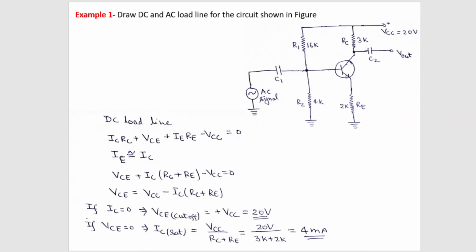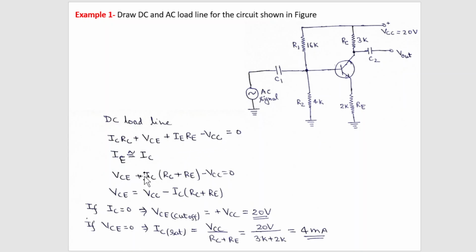So this is the equation we will obtain by applying Kirchhoff's voltage law. To simplify it, because we have two currents, and the base current is of the order of microamperes, we can neglect the base current. So we can approximate that the emitter current will always be equal to the collector current, and we get a simplified form of this equation.